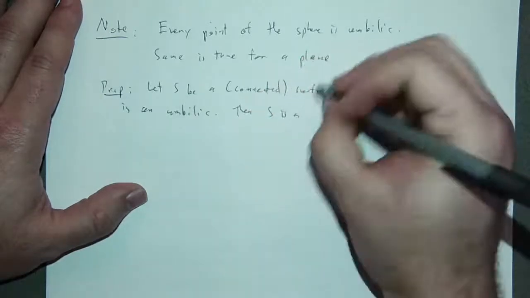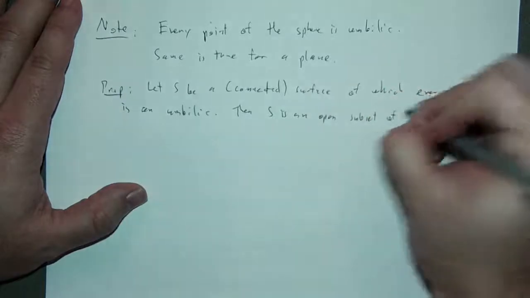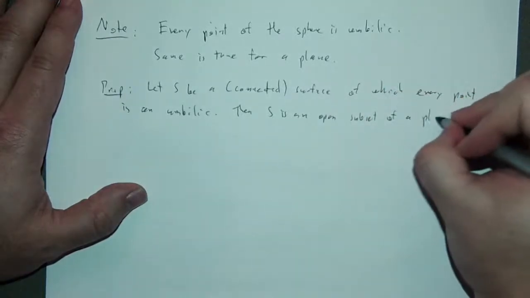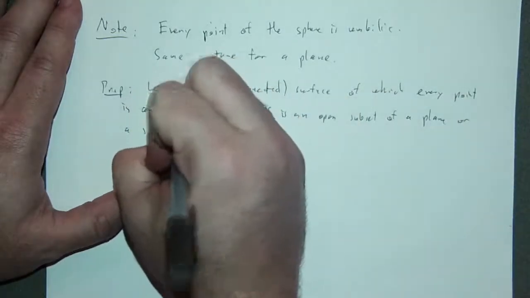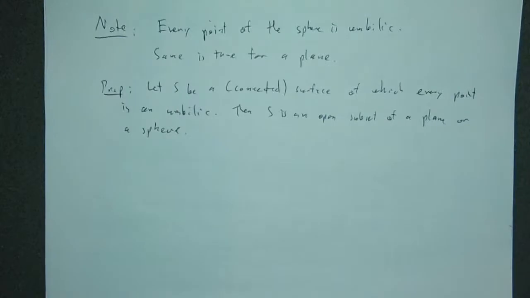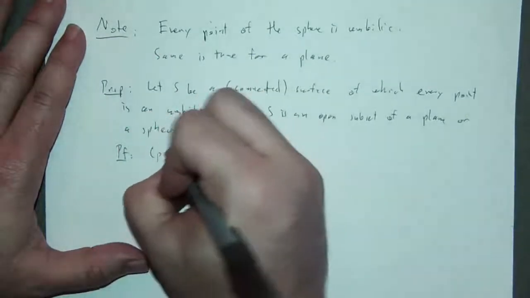Then S is an open subset of a plane or a sphere. This is our analog of the fact that said, before, we had a plane curve with constant curvature as part of a circle. This is kind of an analog to surfaces for that. Okay, the proof of this is on page 192.